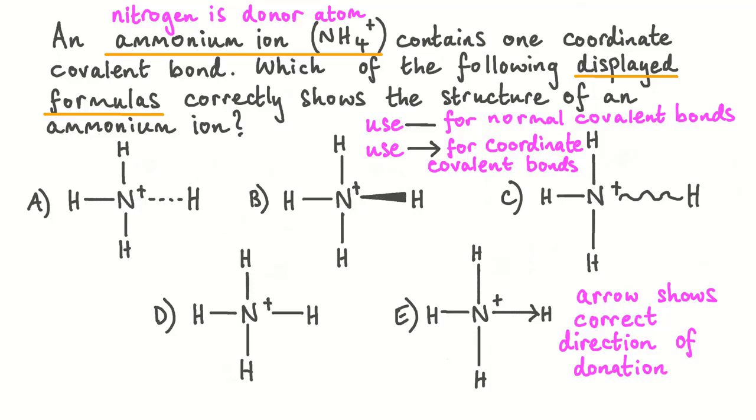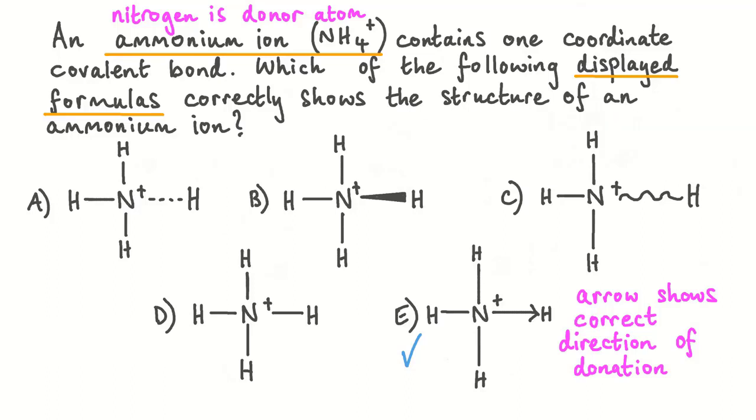That is, from the nitrogen atom to the hydrogen atom. Remember that the nitrogen atom is the donor atom and the hydrogen atom is the acceptor atom in this bond. The only structure here that is using the correct notation for a displayed formula is structure E. It's the correct answer. Let's see why the other answers are not correct.